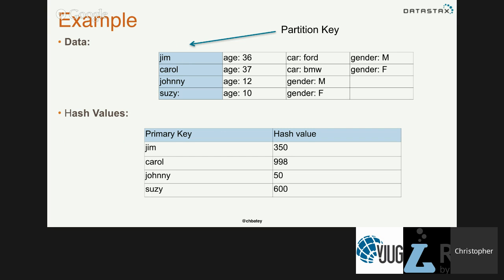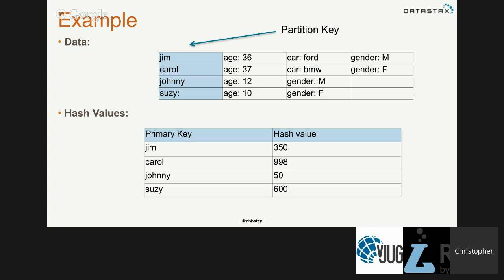So here's some example data. We have some people, Jim, Carol, Johnny, and Susie, and we have some data associated with them. This is a type of data which you may save in a relational database, but we're going to see how it would be saved in a Cassandra database. So for Jim, we have a couple of extra values. We've got age is 36, car Ford. So you can start to think about the Cassandra data model, and this comes from Google Bigtable, as a map of maps. The first key is Jim, and the second key is age, and then the value being 36.